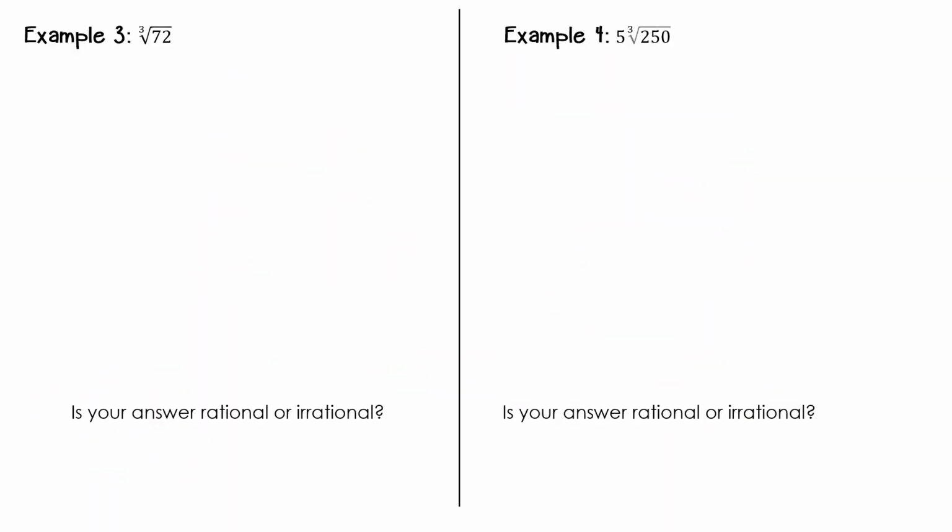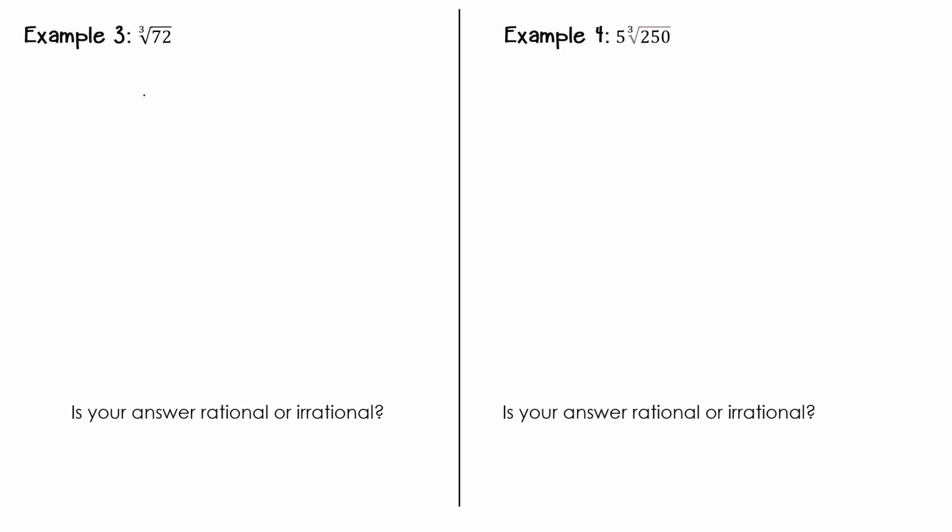For examples 3 and 4, we're going to approach these the exact same way. You still create a factor tree even if it's a problem with a cubed root. The difference will come at the end of the problem. Instead of looking for couples, we're going to look for triples. Okay, we want sets of 3 numbers versus just pairs.